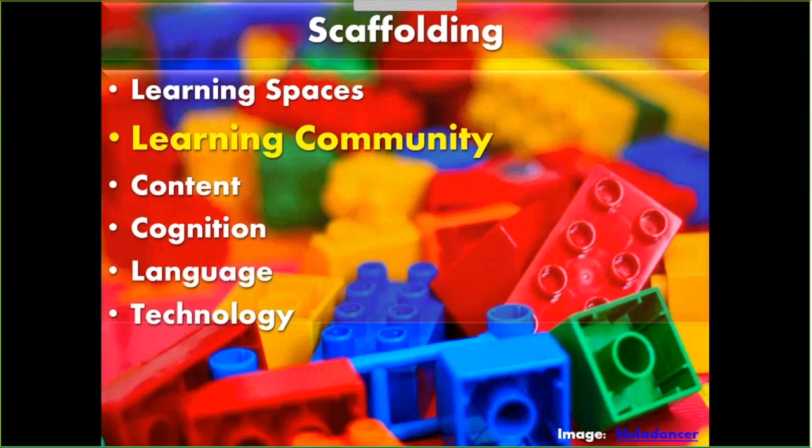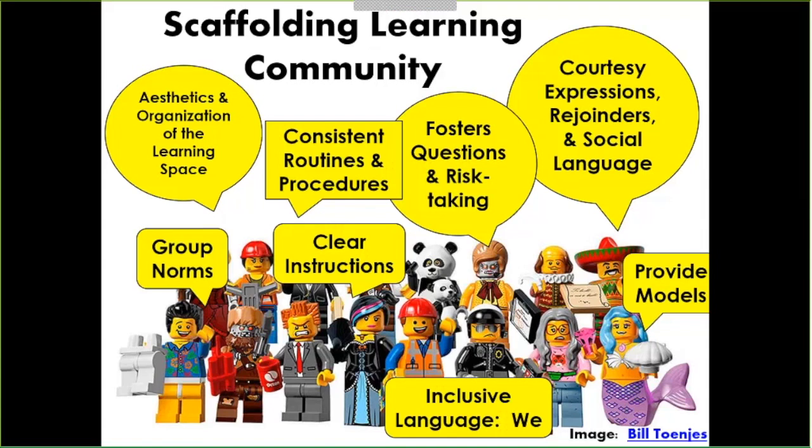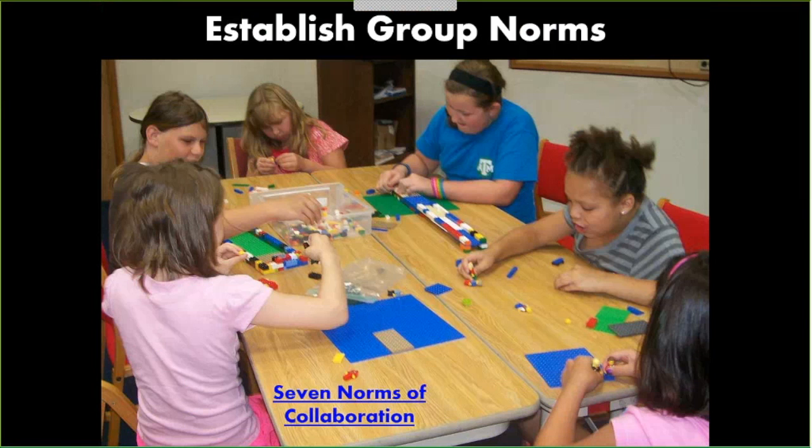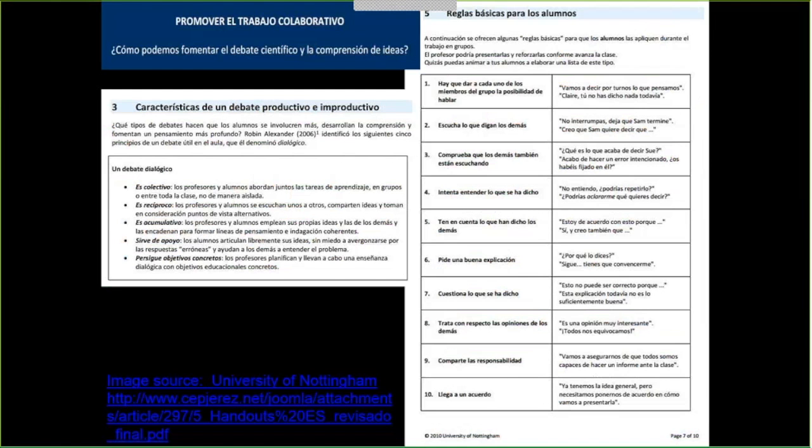communication tasks. Learning community, we want to generate an environment where students feel comfortable speaking in front of one another. And we can do that using the strategies you see here, particularly anything that encourages risk-taking and that supports social language. So courtesy expressions, rejoinders, giving really clear instructions can support students in feeling like it's okay to take a risk. Group norms, we can give them lists of expressions that they can use when they're having, for example, this kind of a debate.